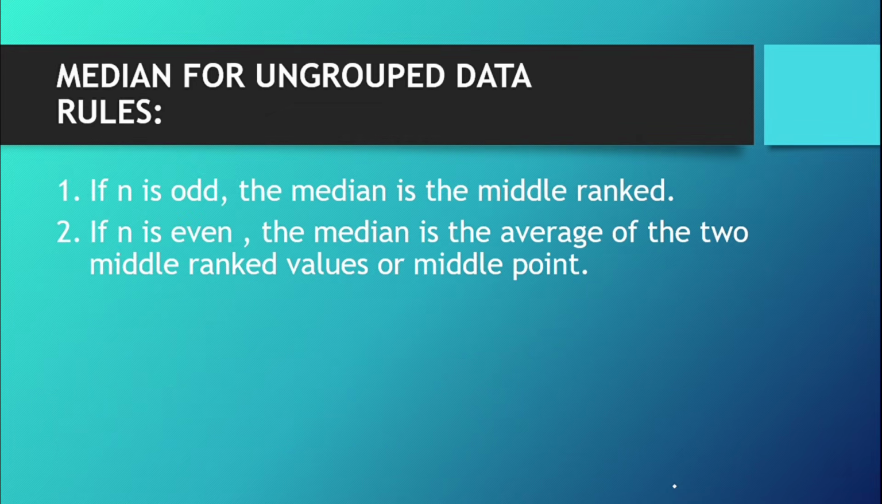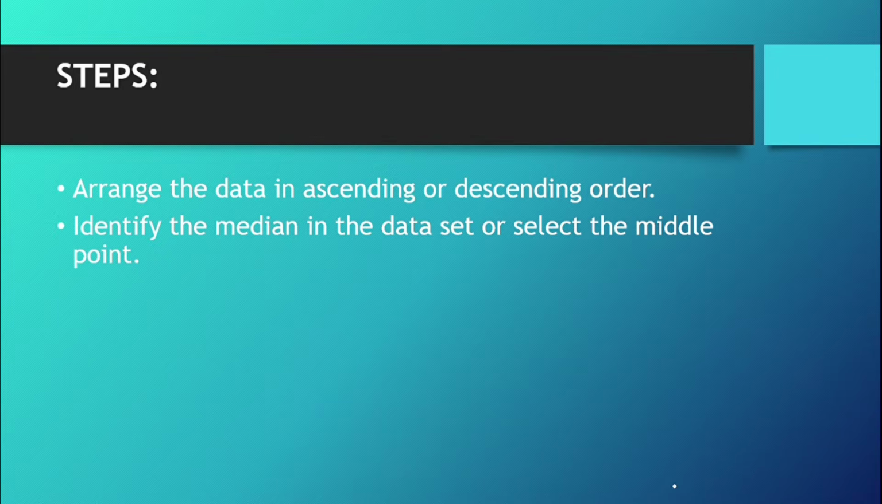So median rules for ungrouped data, we have rules. First, if n is odd, the median is the middle rank. If n is even, the median is the average of the two middle rank values, or the middle point. So there are steps. Arrange data in ascending or descending order, and identify the median in the data set, or select the middle point. So there are 2 steps only, so we have to remember this.